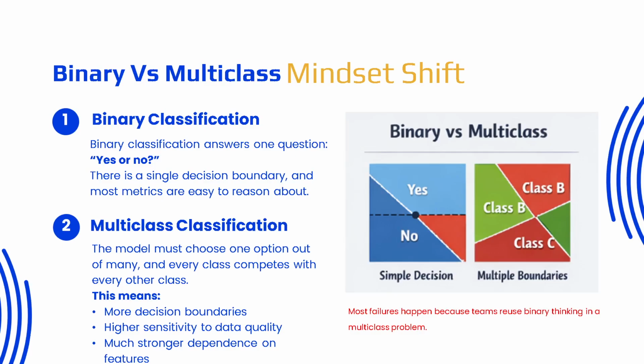In this image, we have an example of a simple yes and no decision. If a third class comes in, then it is considered multi-class classification, not binary classification. And most failures happen when teams reuse binary thinking in multi-class classification.